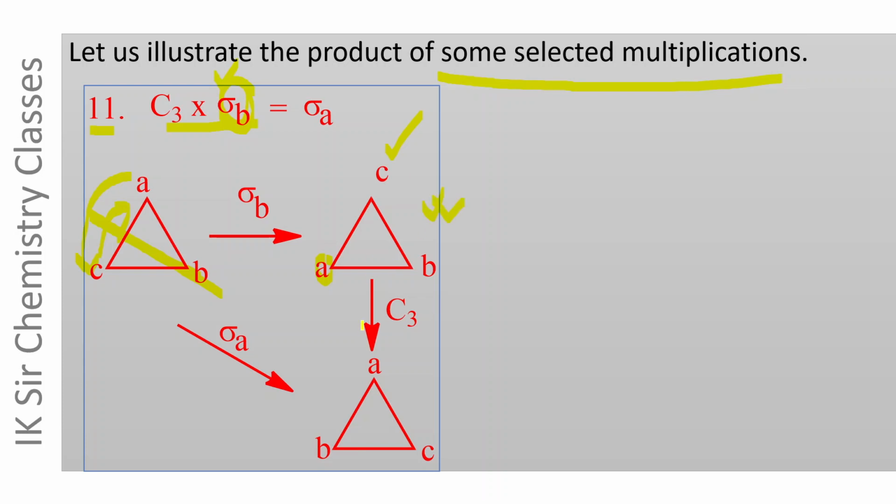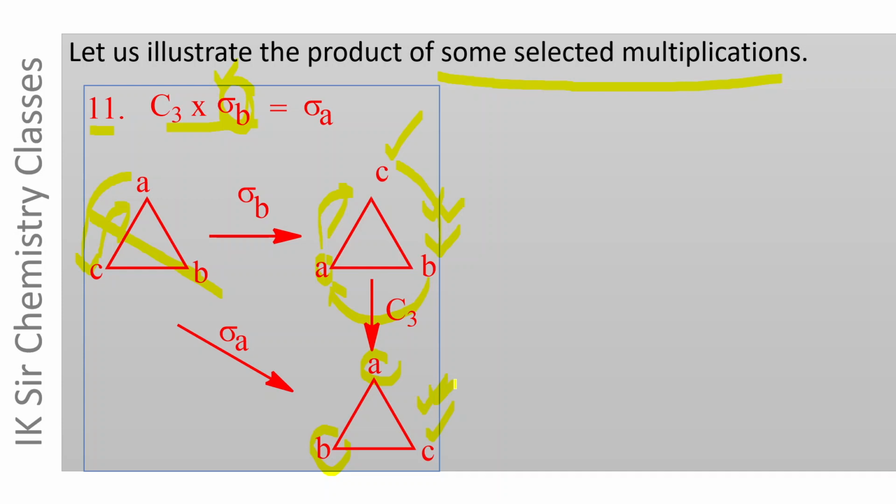On applying the C3 operation, B will move to this position. Here we will get B. A will move to this position. Here we get A, and C will move to this position. Here we get C. On applying sigma B and C3 operations, we get this orientation.